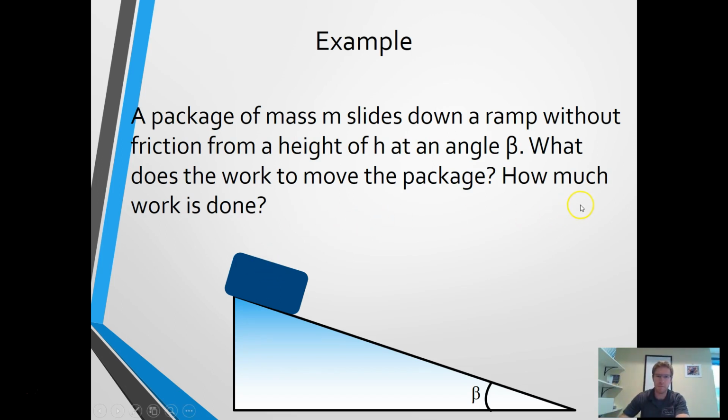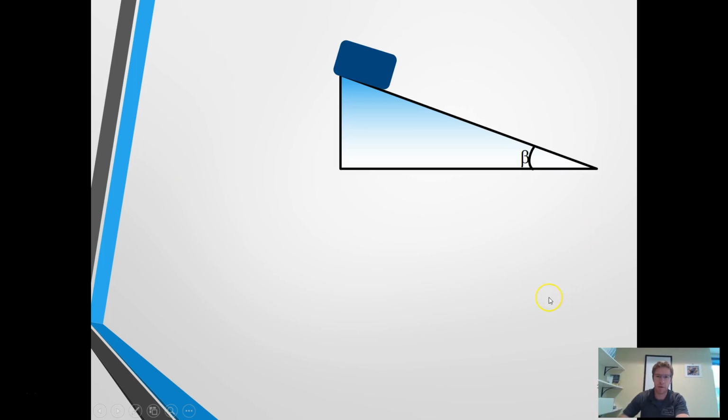So if we go to tackle this problem, hopefully you paused it and figured it out. The first answer, what's doing work on the problem? Well, let's look at a free body diagram. We have a normal force perpendicular to the ramp, and we have the weight force going down the ramp.